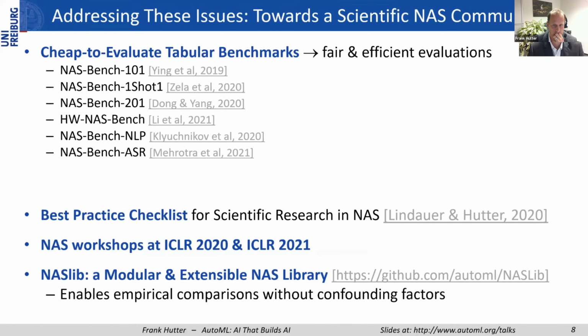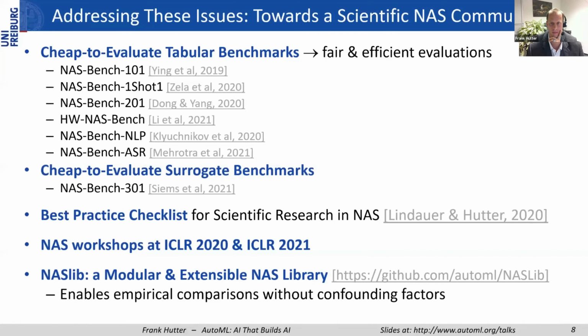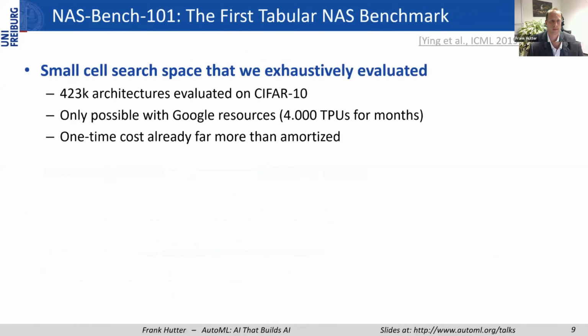Now, I want to talk a bit more about these tabular benchmarks, and I also want to talk about a new type of benchmark that goes beyond tabular benchmarks, so-called surrogate neural architecture search benchmarks. But first, let's have a look at the first neural architecture search benchmark, NAS-Bench-101. This is a benchmark that I introduced together with very brilliant collaborators at Google. Here we evaluated 423,000 different architectures in a small cell search space, thereby covering this search space exhaustively.